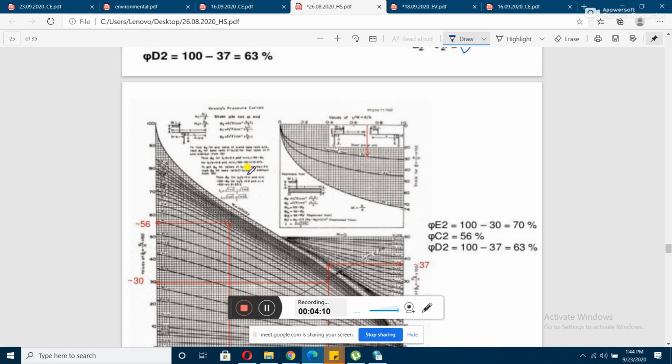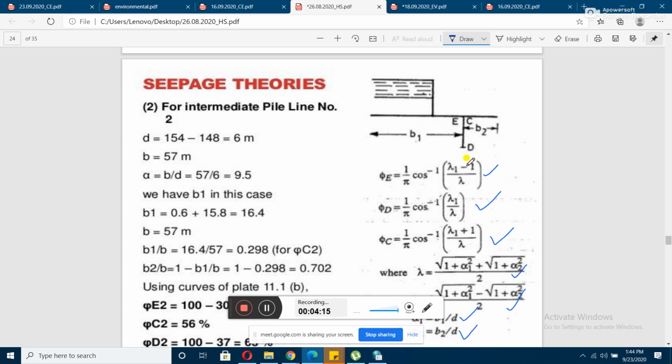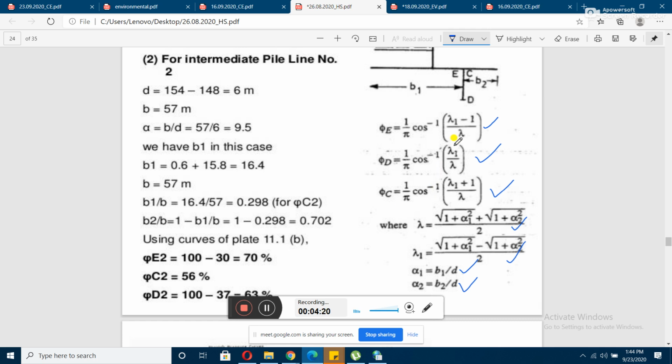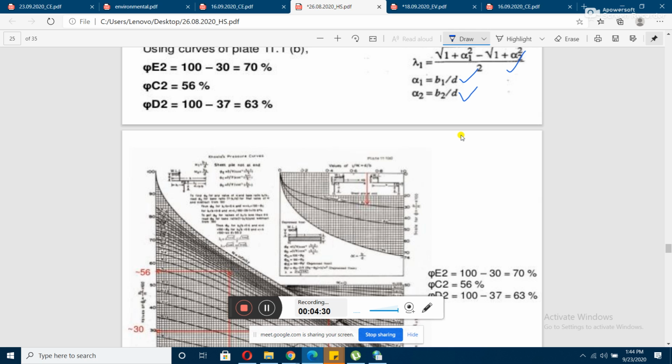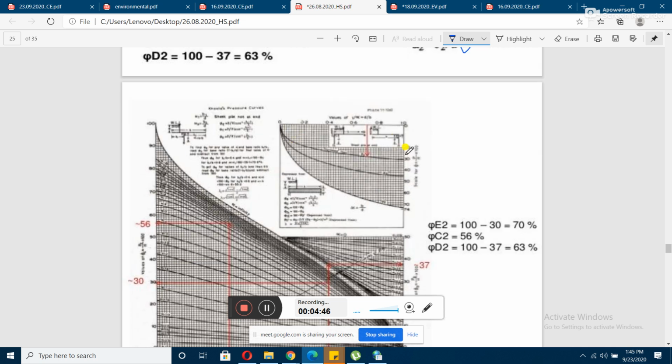So one procedure is obviously using these formulas to find out the pressure. You can see that for phi E, phi D, phi C there are formulas through which you can easily find out the pressure percentages at these 3 points. But if you use the graphical method, I don't know how much of it is clear to you, because this picture is quite hazy. So I am just telling you; if you have any doubt you can ask me. How is it tackled from the graph?